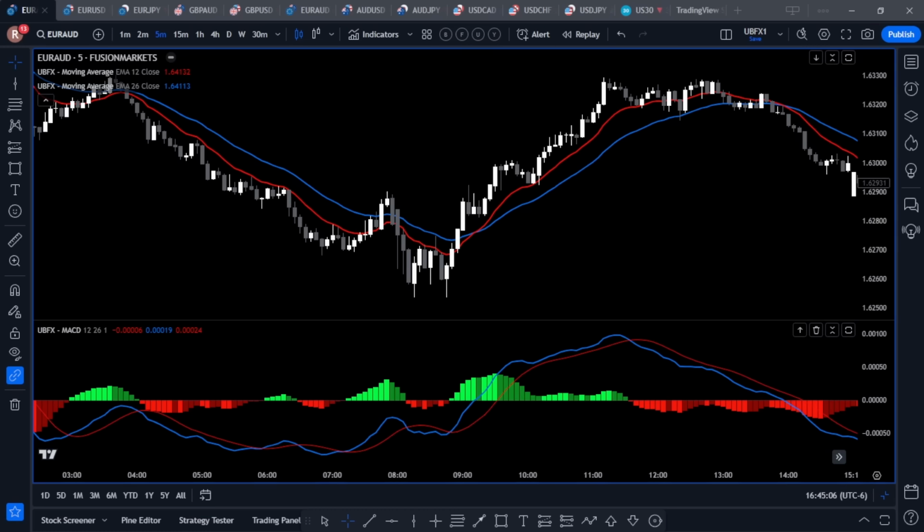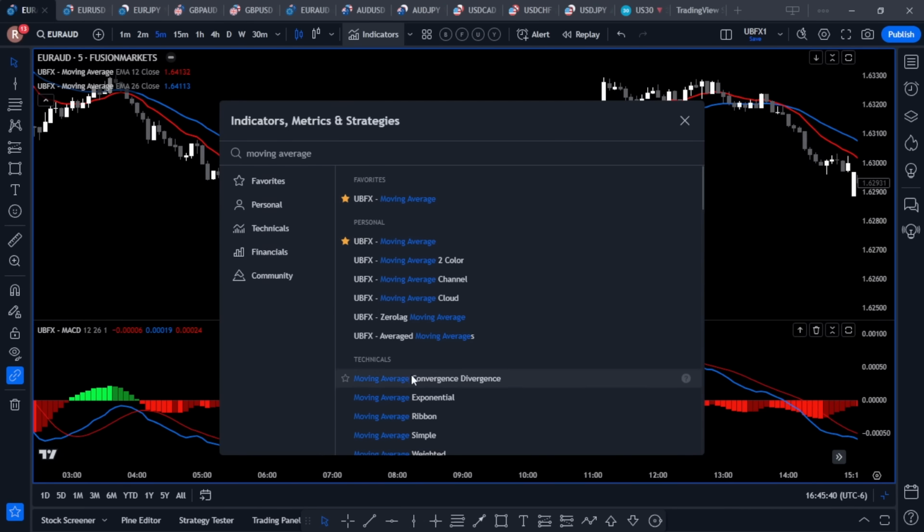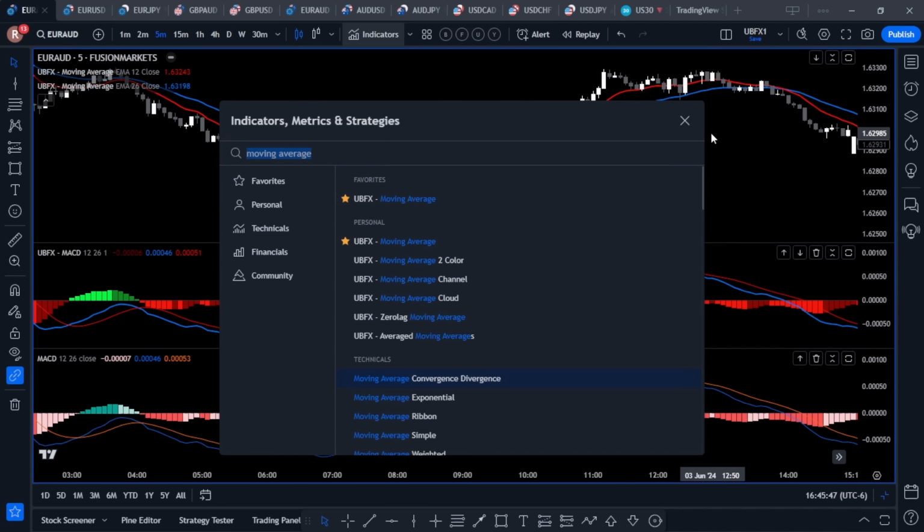Now, I want you to understand how the MACD works. So what we're going to do is get your own version of the MACD on your charts. This is my UBFX MACD, but you could find your own version in TradingView. Go to Indicators, go to Technicals, and then type in Moving Average. And what you'll see down here under Technicals is Moving Average Convergence Divergence. So I'll add that to the chart.